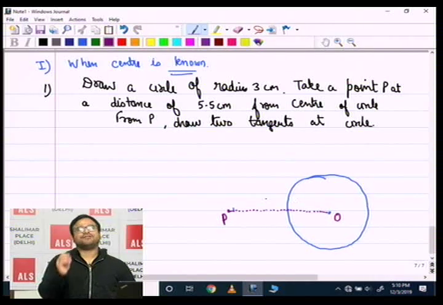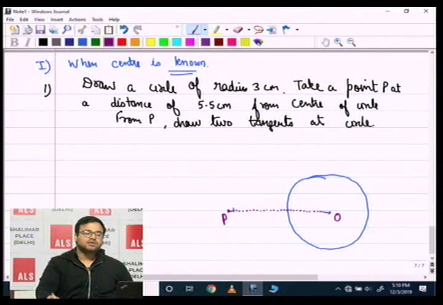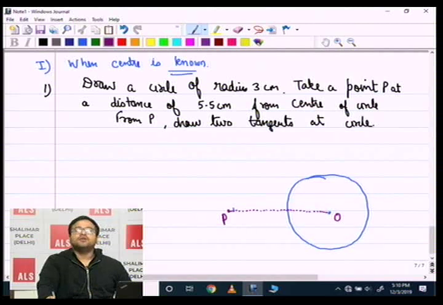Okay, so after taking point P, what do we have to draw? By taking OP as a diameter, we have to draw another circle. So how will we draw a circle by taking OP as diameter? First of all, we have to find the center of OP. To get the center of OP, we have to draw the perpendicular bisector of OP. And you know how to draw the perpendicular bisector?